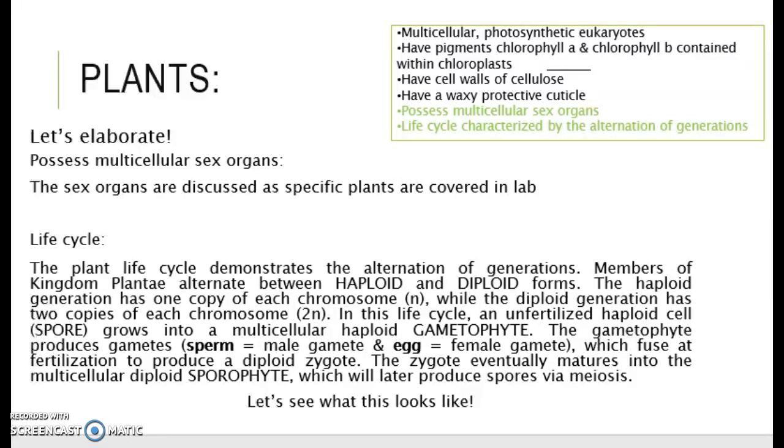In this life cycle, a haploid cell, which is a spore, grows into the multicellular haploid gametophyte, and the gametophyte produces the gametes, which we know are sperm in the male and egg in the female, which fuse in fertilization to produce a diploid zygote. This eventually matures into a multicellular diploid sporophyte, which will later produce spores via the process of meiosis. So now that I've talked about that, let's look at it.